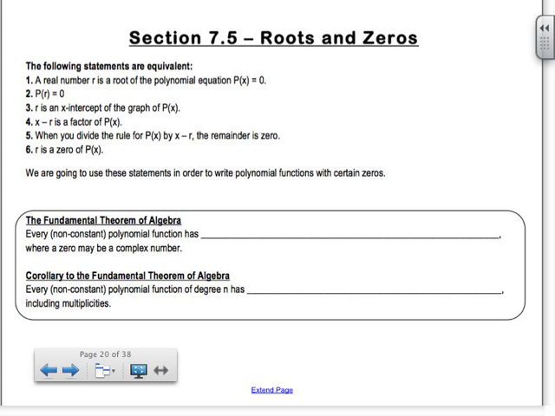All right, so we're going to use these statements in order to write polynomial functions with certain zeros. So we're going to have really long polynomials, and we're going to find what their zeros are.